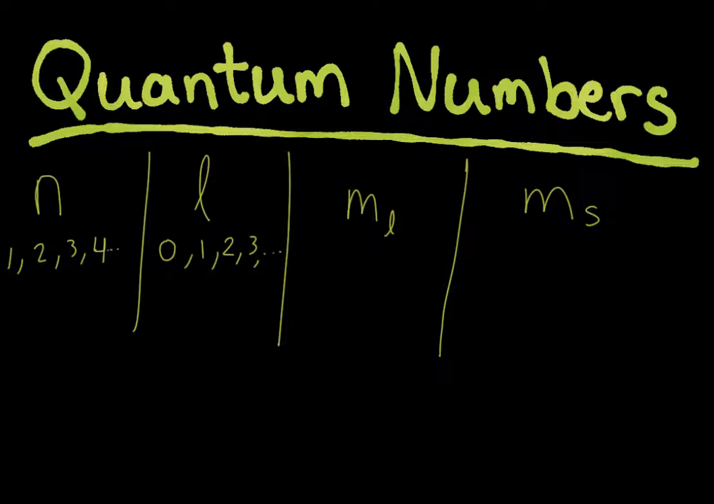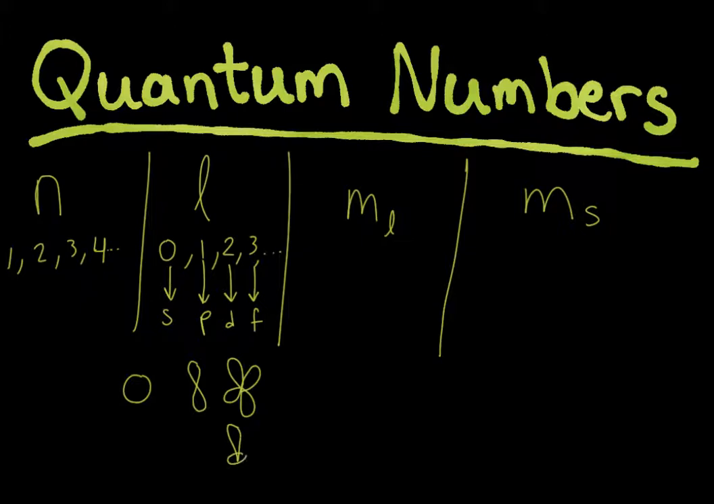And so the shape: 0 corresponds to the letter S, 1 corresponds to P, 2 corresponds to D, and 3 corresponds to F. The shape of S is just a sphere. The shape of P they usually characterize as a dumbbell. And then D is like a clover leaf. There's also another exception for D when L is equal to 2. It looks something like this, kind of like a dumbbell, but with a ring in the middle.